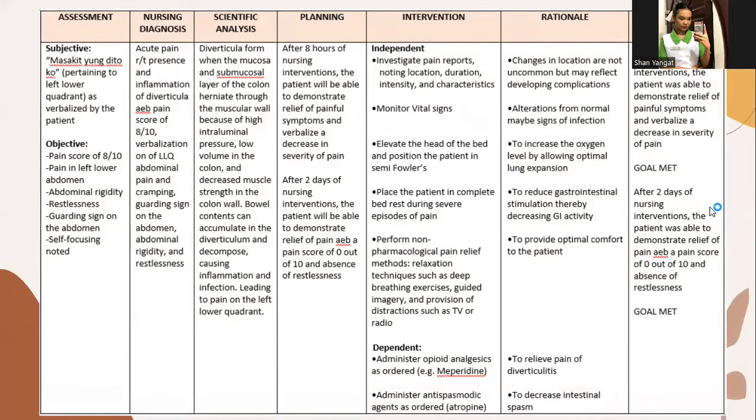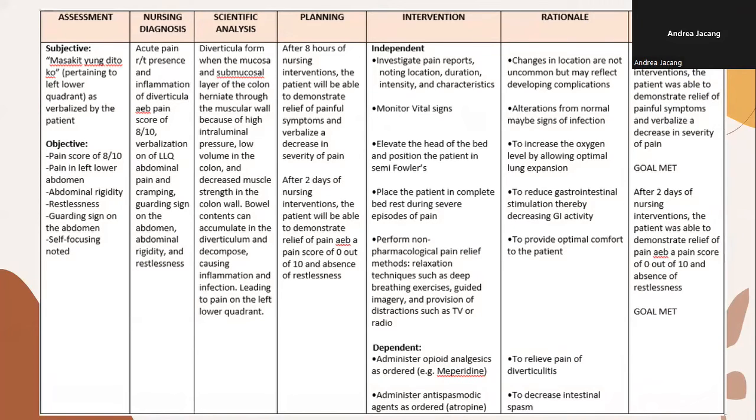Next is the nursing care plan. We formulated three nursing care plans. The first nursing diagnosis is acute pain related to presence and inflammation of diverticula as evidenced by pain score of 8 out of 10, verbalization of left lower quadrant abdominal pain and cramping, guarding sign on the abdomen, abdominal rigidity and restlessness.